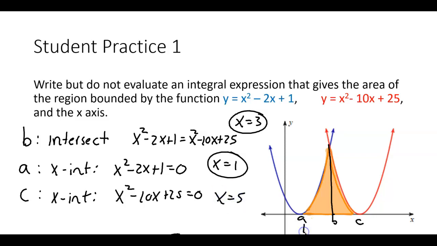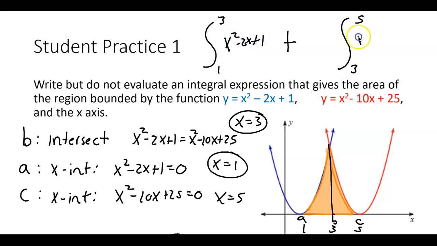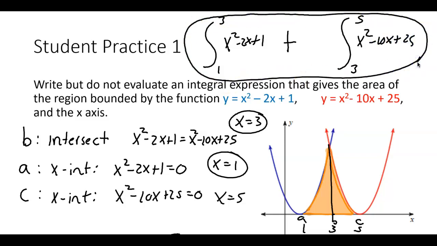So this is 1, 3, and 5. So we can set up our integrals now. We're going to have two areas, right? The first one goes from 1 to 3. The second one goes from 3 to 5. For the first one, that's the blue line. For the second one, it's the red line. And that would give us the area between those two functions.